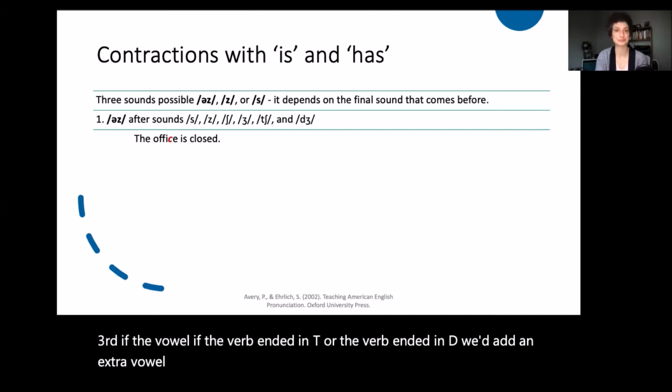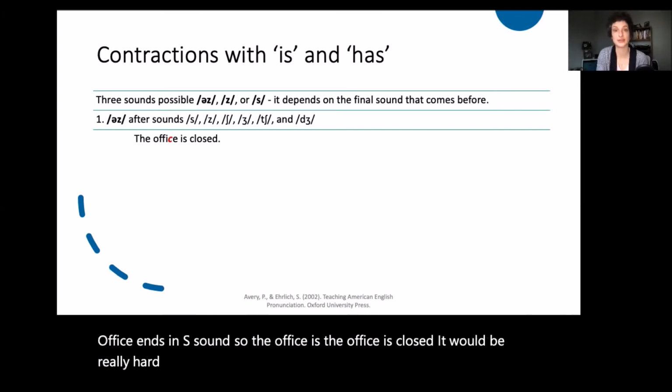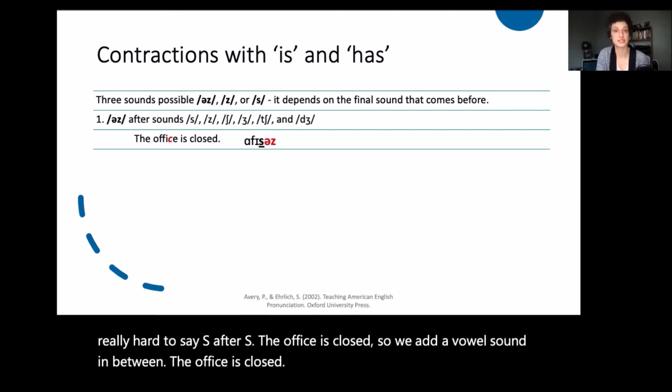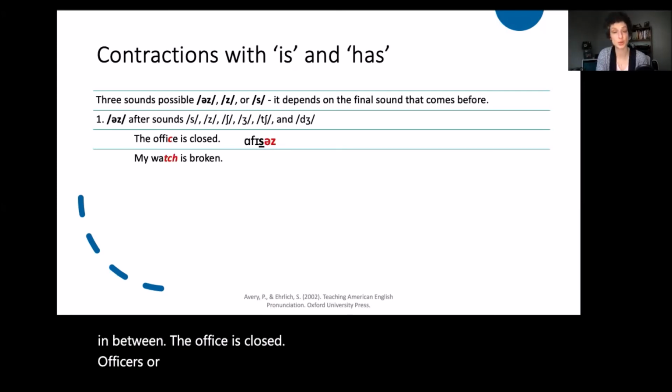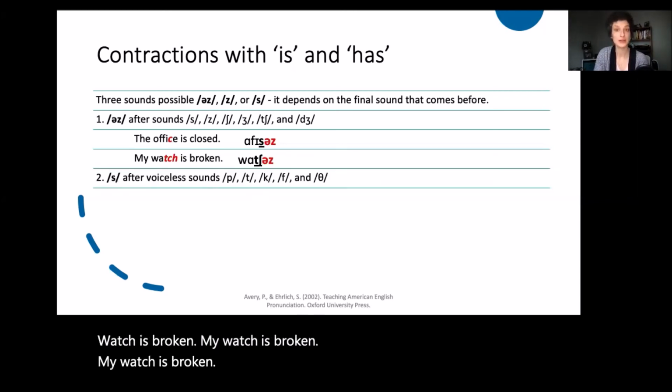So let's look at an example. Office ends in an S sound, so the office is closed. It'd be really hard to say S after S, so we add a vowel sound in between. The office is closed. Or my watch is broken. My watch is broken.